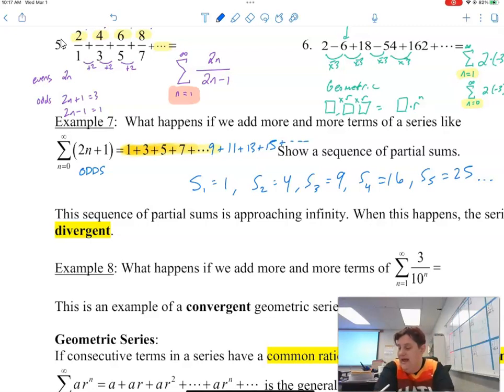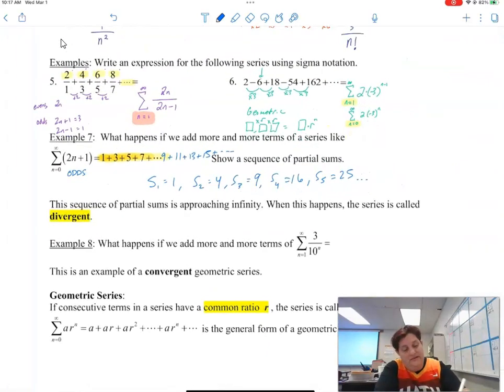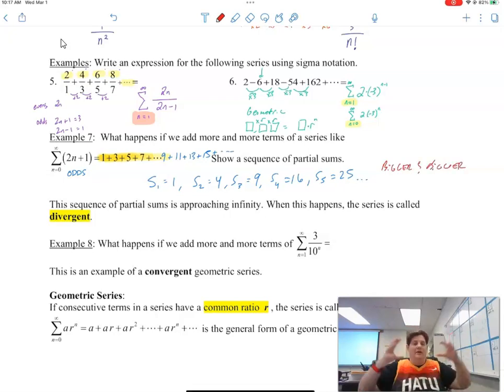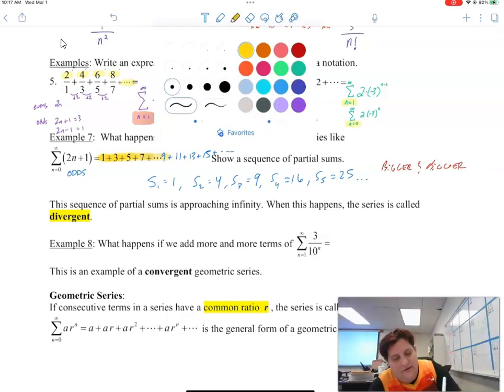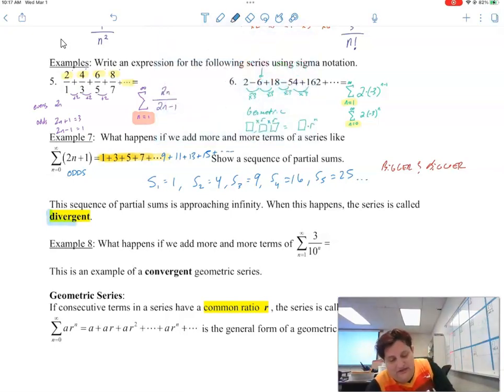Do you guys see that as I'm going, these sums are getting bigger and bigger? And they just keep growing, right? Off into the infinities. So this sequence of partial sums is approaching infinity. It just keeps getting bigger until we're adding infinitely large odd numbers, right? When this happens, we call this series divergent.